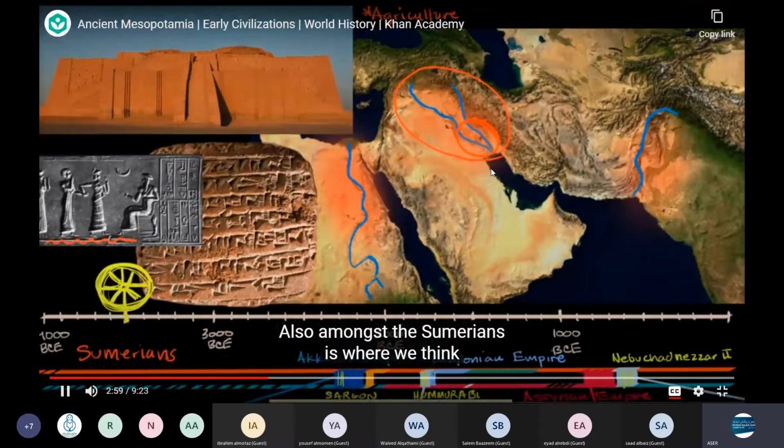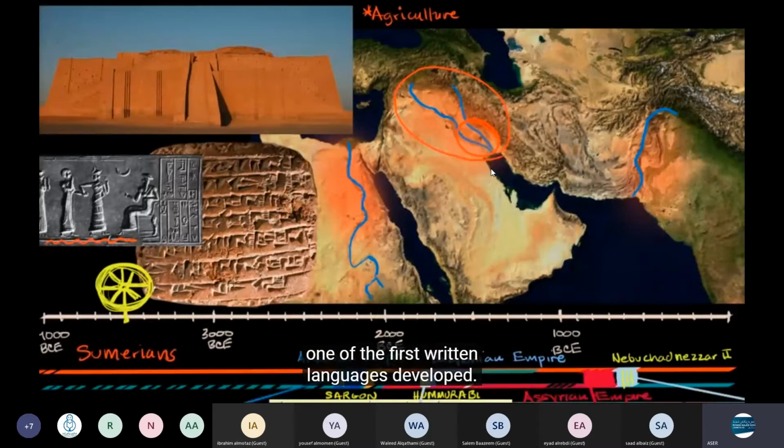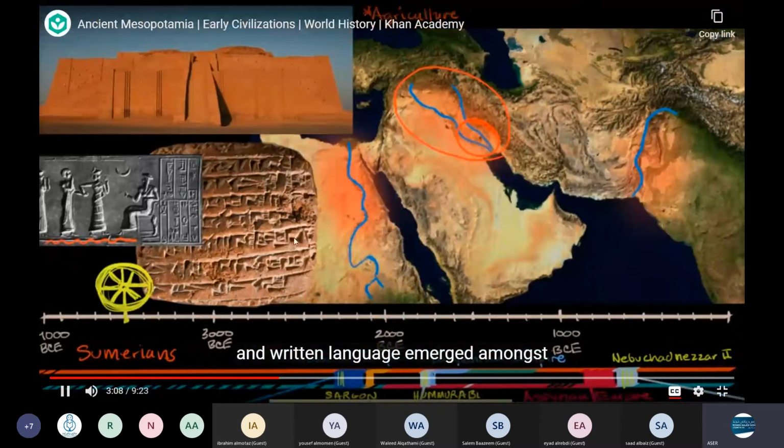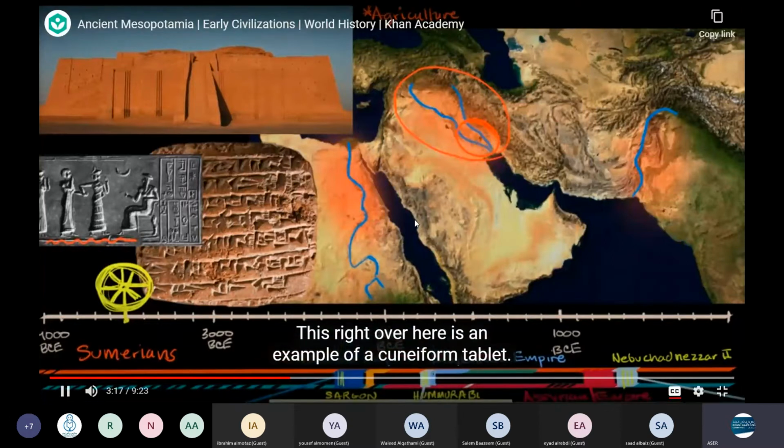Also, amongst the Sumerians is where we think one of the first written languages developed. It wasn't the first. You also have the Egyptian hieroglyphics, and we think written language emerged amongst the Harappans and the Indus Valley civilization and amongst the Chinese. But it was one of the first languages. This right over here is an example. They were among the first.